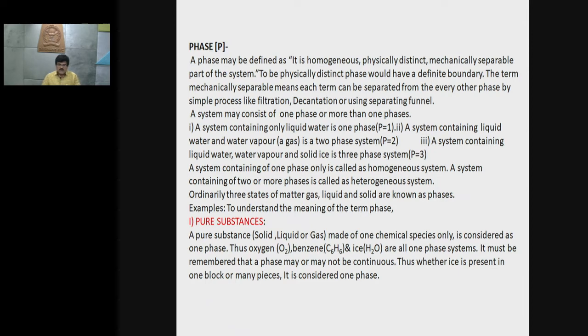Now suppose that a pure substance is there. All of you know that a pure substance may be present in a solid state, a liquid state, or a gaseous state, made up of one chemical species only, and is considered as one phase. Thus oxygen, O2, or benzene, C6H6, and ice, water, are all one phase systems. It must be remembered that a phase may or may not be continuous. Thus, whether ice is present in one block or many pieces, it is considered as one phase only.